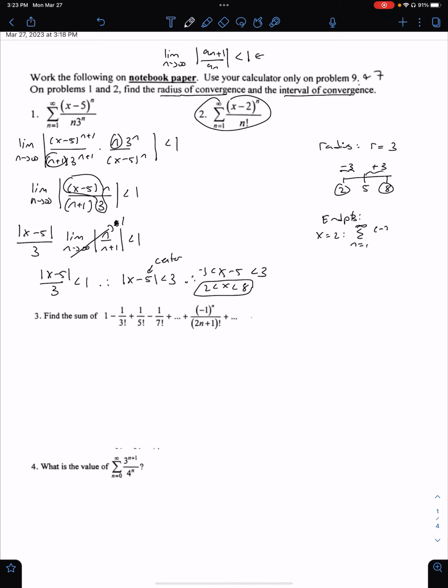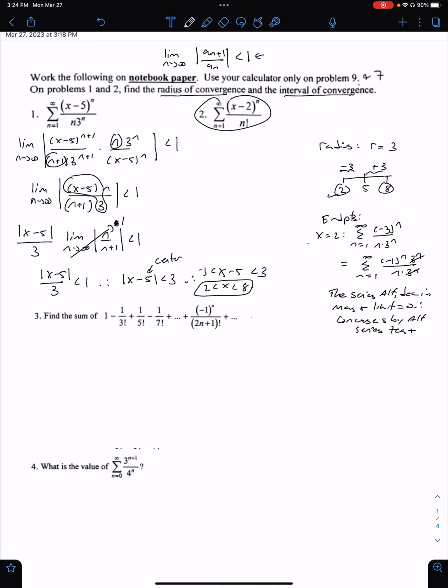This becomes negative 3 to the n over n times 3 to the n. If I clean that up a little bit, this is negative 1 to the n, 3 to the n over n times 3 to the n, and those will cancel. This is an alternating series, so it will converge. We can say that the series alternates, decreases in magnitude, and the limit equals 0. Therefore, this converges by the alternating series test. So 2 works. Now we have to check x equals 8. Sorry, I said 3 earlier.